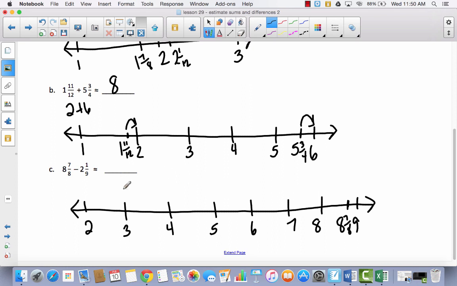And then I'm going to do 2 and 1/9. Well, 2 and 1/9 is going to come between 2 and 3. And if I divide this into 9 parts, the parts are going to be pretty small, and the very first part is going to be 1/9. So I've got 2 and 1/9. So 2 and 1/9 is about 2, and 8 and 7/8 is about 9. So I've got 9 minus 2, which is 7.